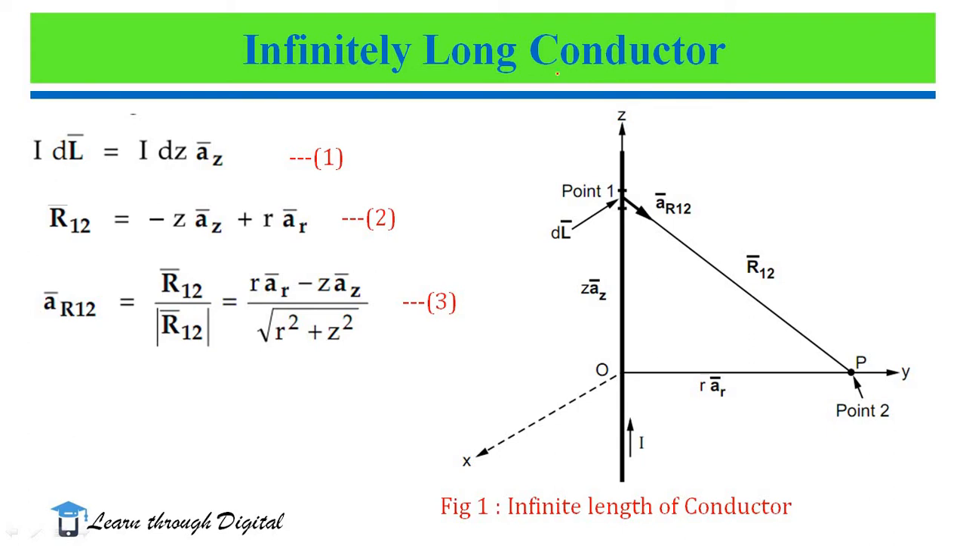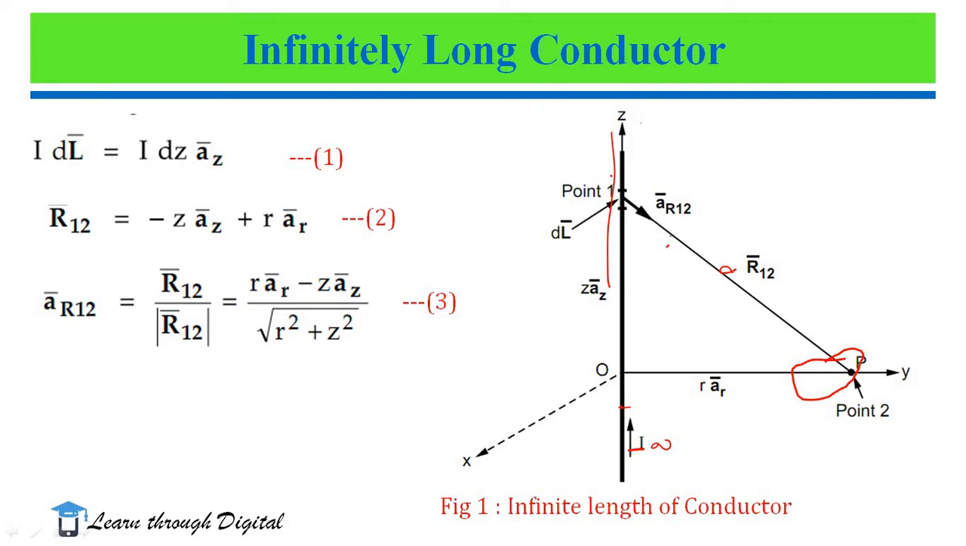This figure 1 illustrates infinitely long conductor which is placed along z-axis. The length of the conductor extends from minus infinity to plus infinity. We are going to determine differential amount of magnetic field intensity at point P. This is the point P where we are going to obtain magnetic field intensity.